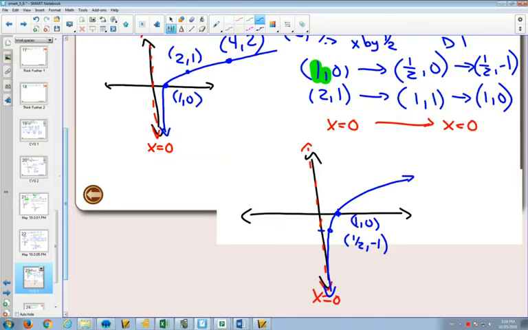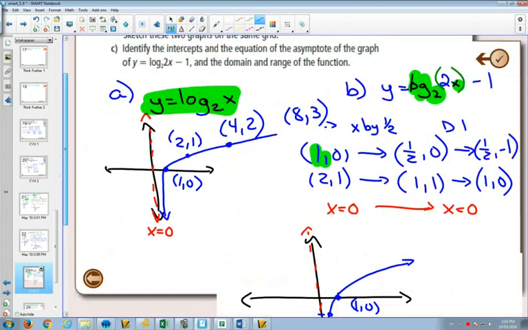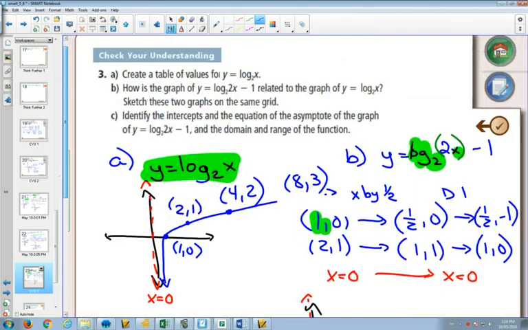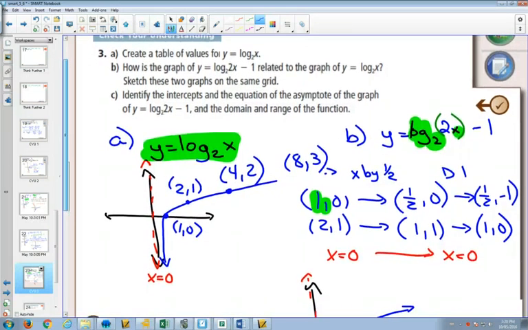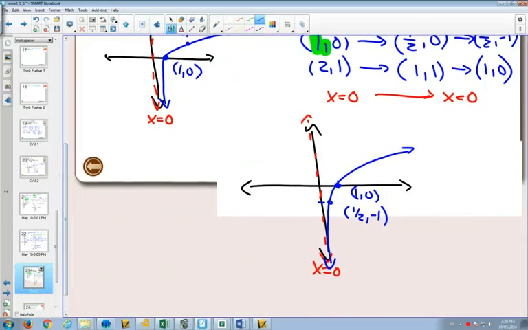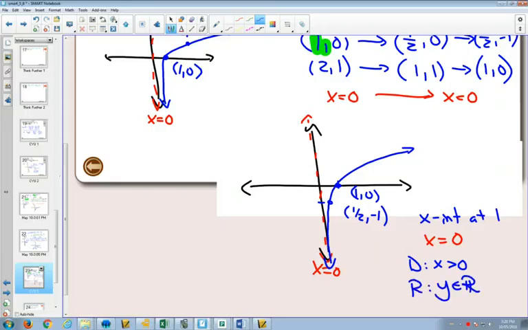So in part C, it says sketch them on the same grid. I like to sketch them separate because I think if you draw them both on the same one, it gets a little congested. For part C, it said identify the intercepts, the equations of the asymptotes, domain and range. Well, the only x-intercept on here is still at 1. Your asymptote is still at x equals 0. Your domain is x is bigger than 0, and your range is still everything.